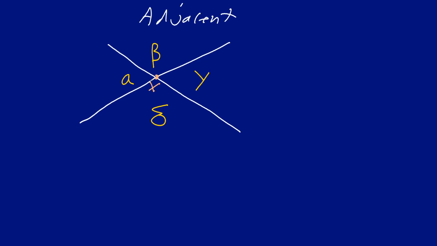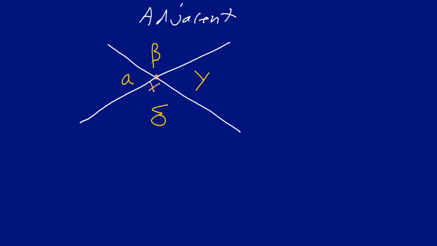And so one example of an adjacent pair would be right here, angle alpha and angle beta. You can see they share a common endpoint, or you can say a common origin, and they share a common side, which is this line right here. That is what makes them adjacent. Adjacent just means next to each other.